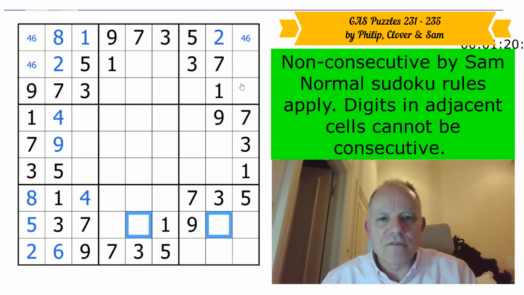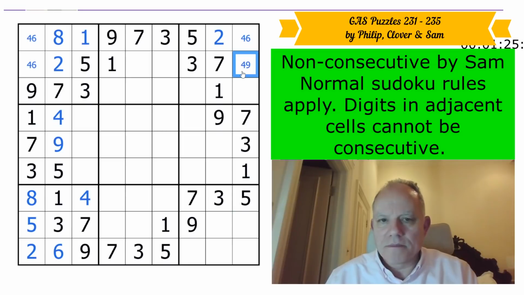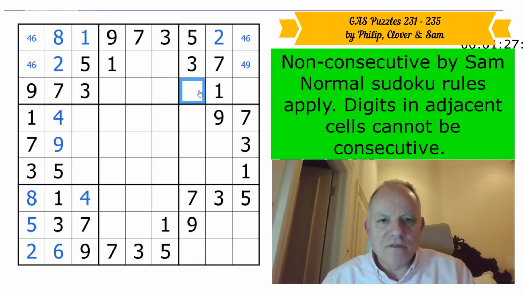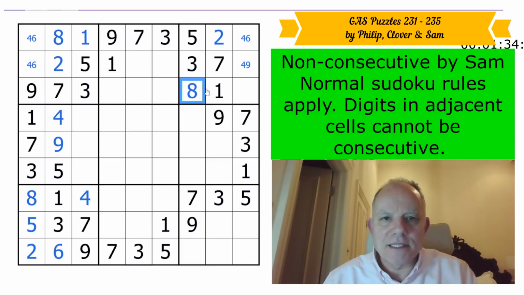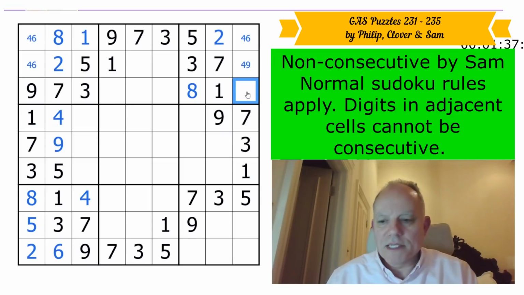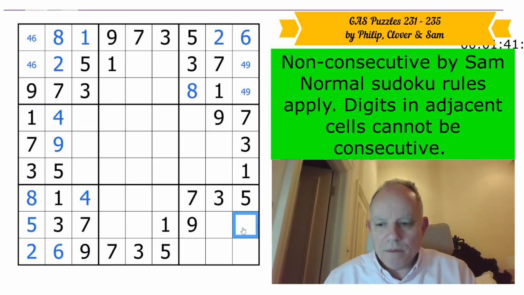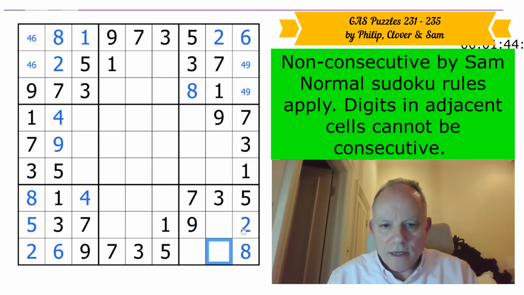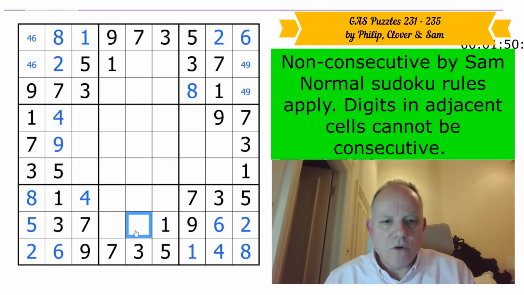Gosh, 2, 7, 1, 5, 3. That can't be 8 or 6. That can't be 4 or 9. Oh, so 9's in one of those cells and can't be next to 8. So 8's over there. That can't be 6, so it's also 4 or 9. So we get a 6 there, 4, 9. Then we can put in 2, 8, 1, 4 and 6. That one has to be 6. That one has to be 1. Okay. 4, 8. 4 decides that.